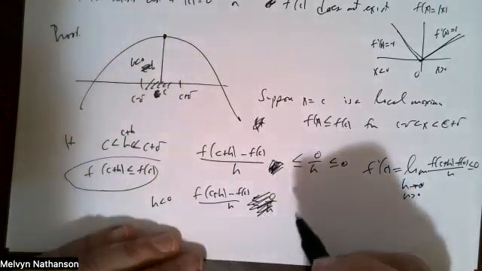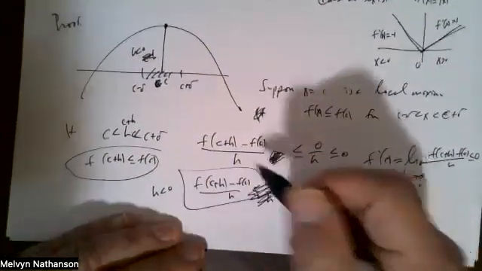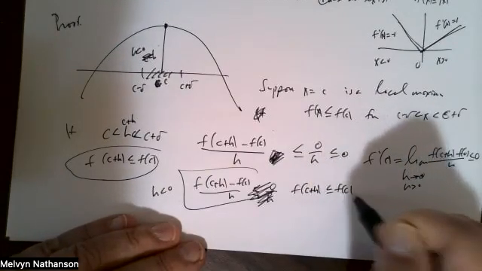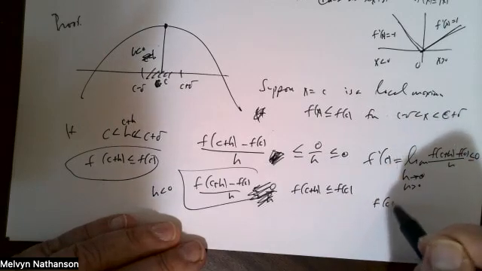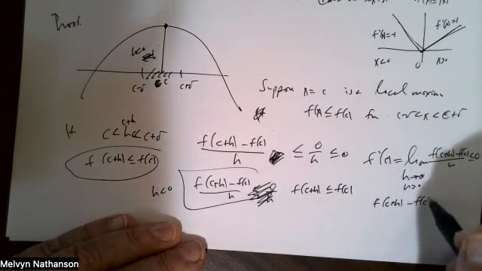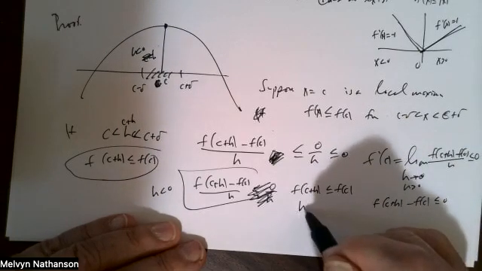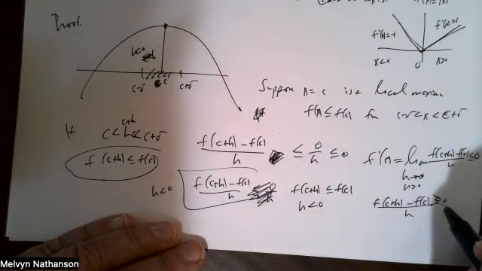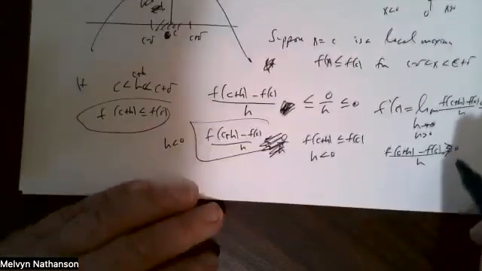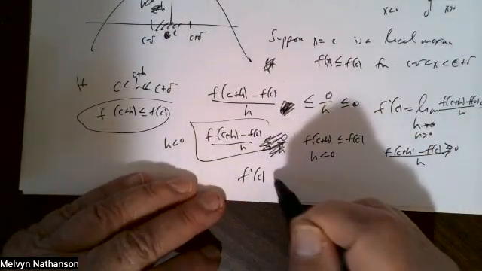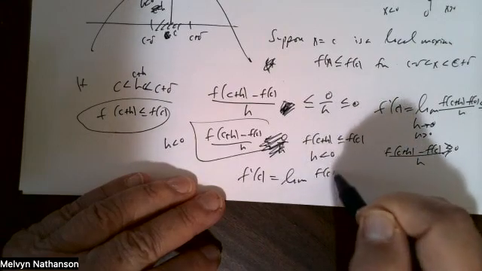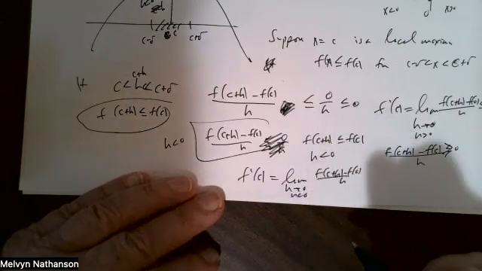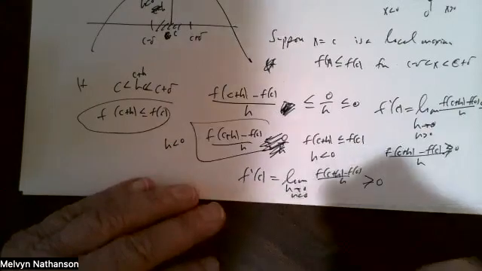Let me say this better. I look at this difference quotient. f(c+h) is less than or equal to f(c). So f(c+h) − f(c) is less than or equal to 0. But h is strictly less than 0. So if I divide this by h, that changes the sign of the inequality. This is greater than or equal to 0. So if I take f'(c), which is the limit of (f(c+h) − f(c))/h as h goes to 0, but through negative numbers, this is going to be something positive.